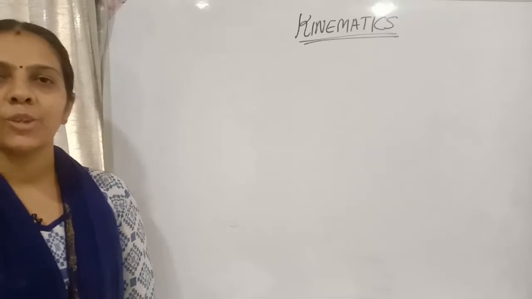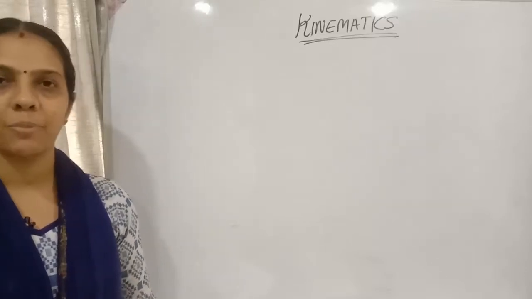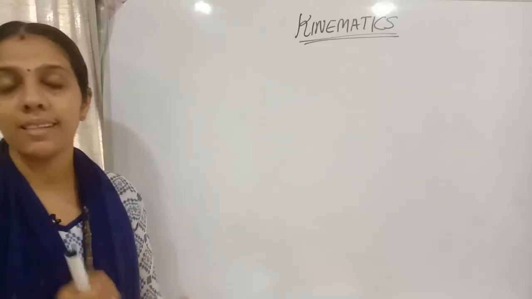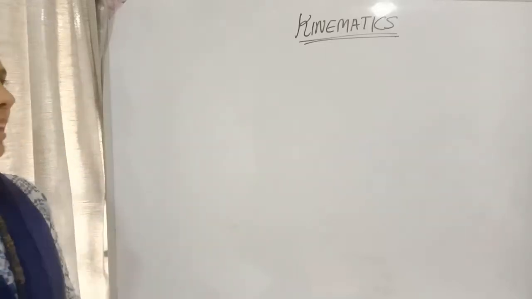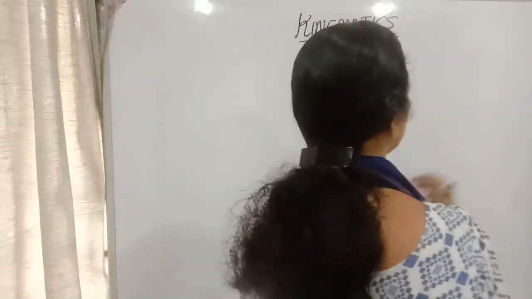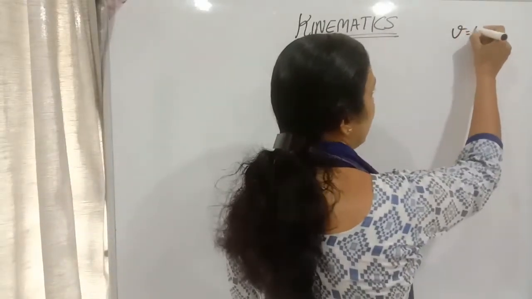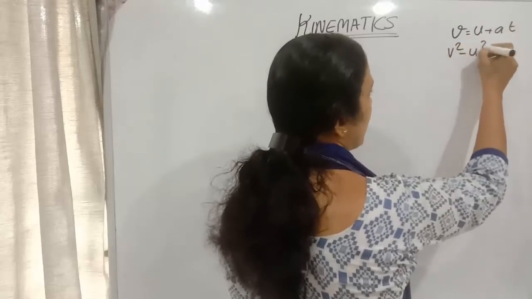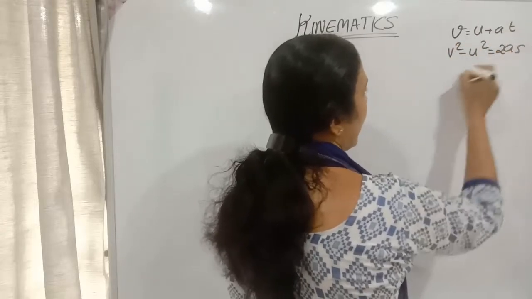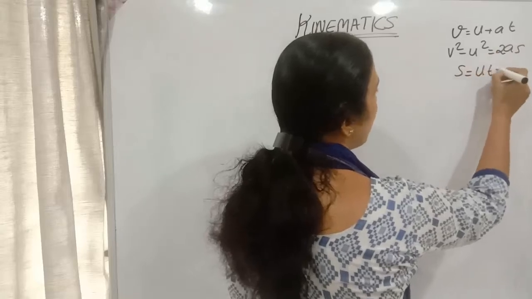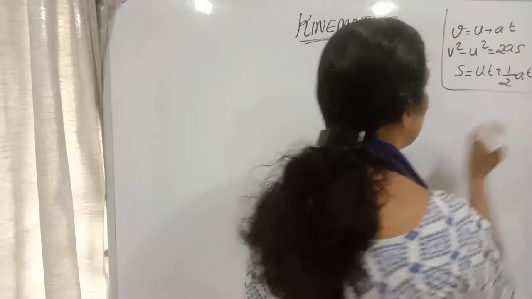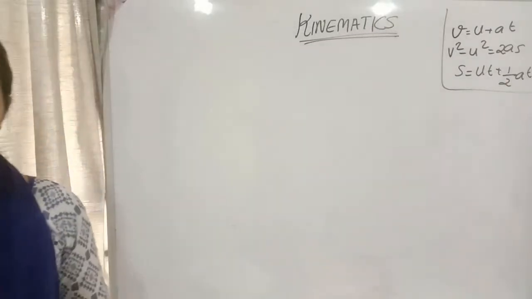In last class video we were discussing the kinematics portion. In that, we did some exercise questions on the equations of motion, right? The equations of motion are V equals U plus AT, V square minus U square equals 2AS, and S equals UT plus half AT square. We were discussing questions including all these equations, right?